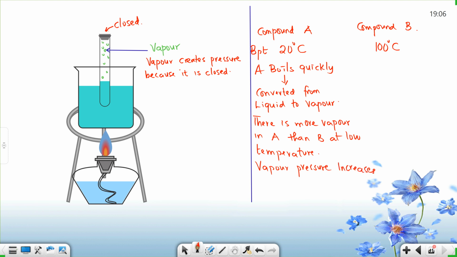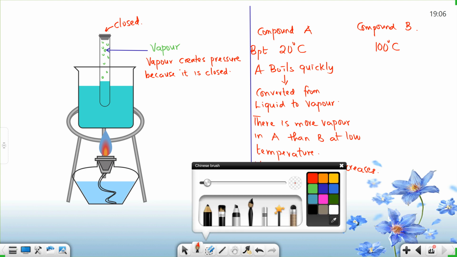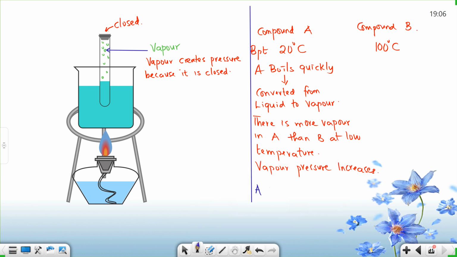Oh, so we can conclusively say that a substance with low boiling point, don't mind my flowers, will have a high vapor pressure simply because it changes into vapor quickly. Please let me know if it makes sense.